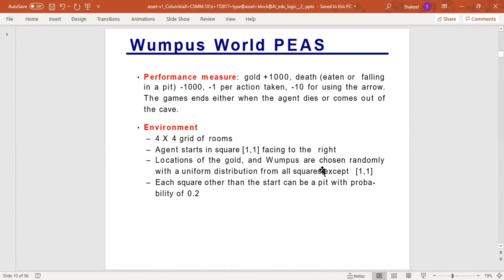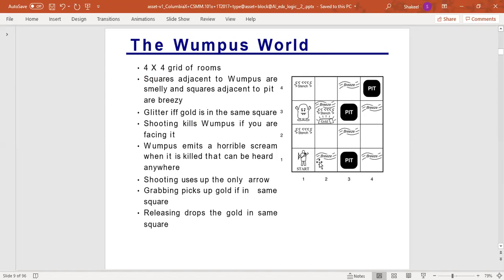So let's start formalizing the problem of the Wumpus world. So we have a 4 by 4 grid of rooms in the cave. Squares are called adjacent if they are on the same column or the same line. So anything on the diagonal is not. So for example, these two are adjacent, and these two are adjacent. All right, but these two are not.